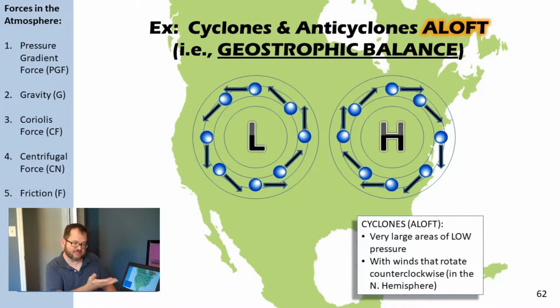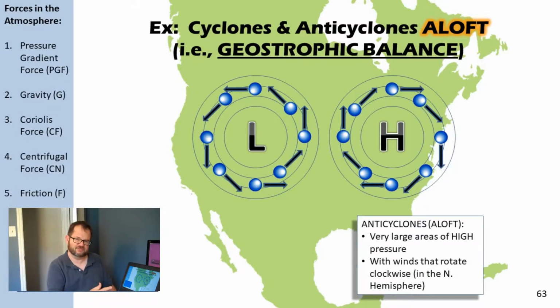Cyclones, like what we have there in the west, when they are aloft, away from the surface of the Earth, so we don't have to worry about friction, are big areas of low pressure with winds that rotate counterclockwise around them in the northern hemisphere. And the anticyclone, like what we have there in the east, is a very large area of high pressure with winds that rotate around it in a clockwise manner, at least in the northern hemisphere.